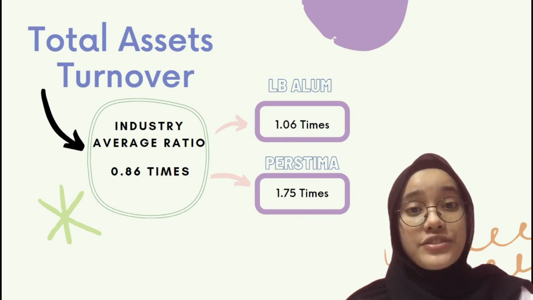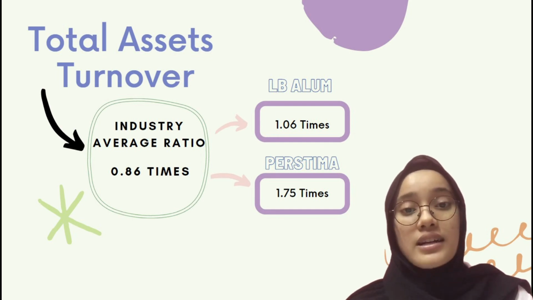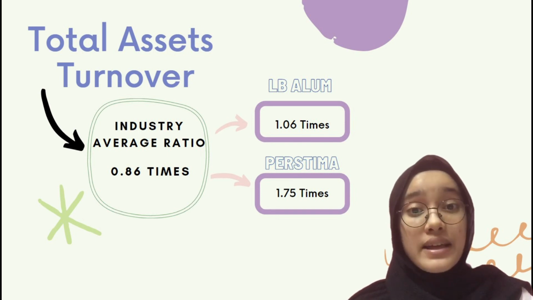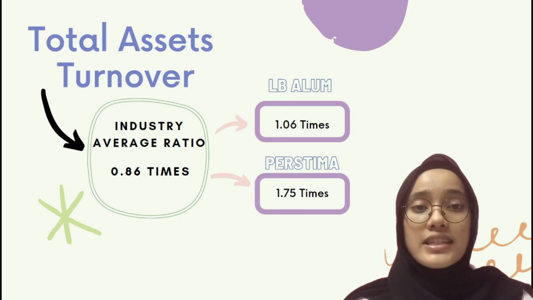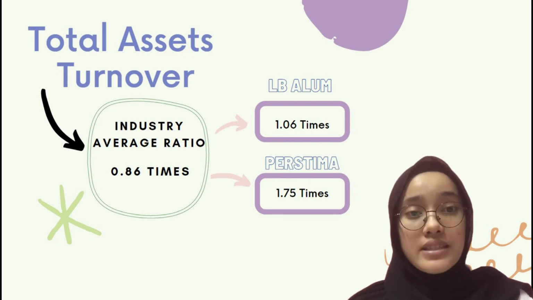The industry average ratio for total assets turnover is 0.86 times, and LB Aluminium got 1.06 times, while the Perstima got 1.75 times. So which company has a better performance? The answer is Perstima. Why? Because the total assets turnover ratio indicates that the higher the ratio is, the better the company's performance, because this ratio measures the company's ability to generate sales from its total assets.